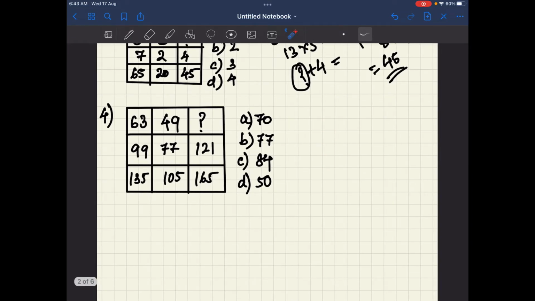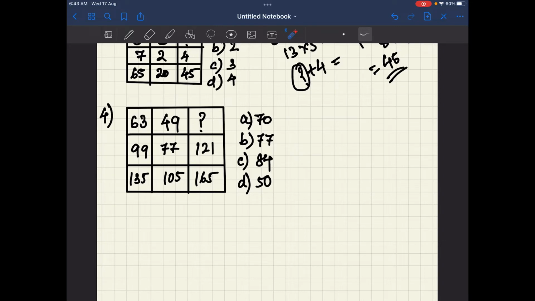Can you check for this? 7 into 7 equals 49, 7 into 11 gives 77, 7 into 15 gives 105. Yes, the analysis is correct. So now we need to find out what this number is.